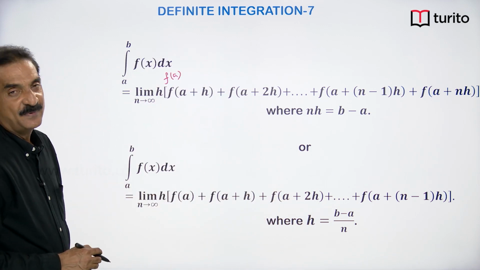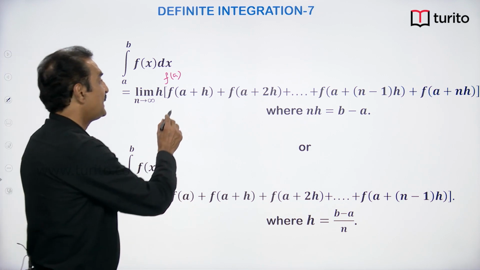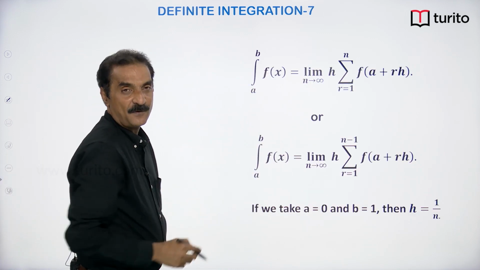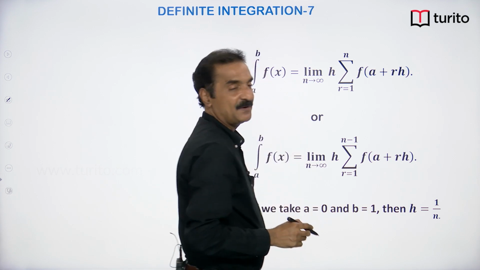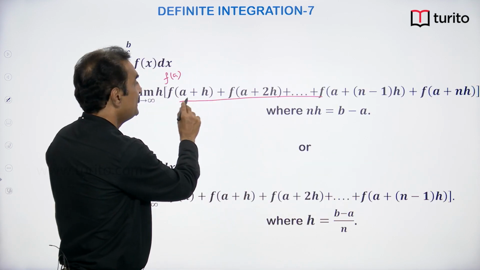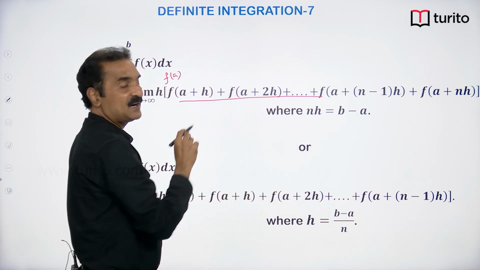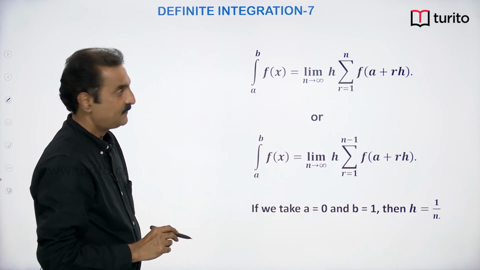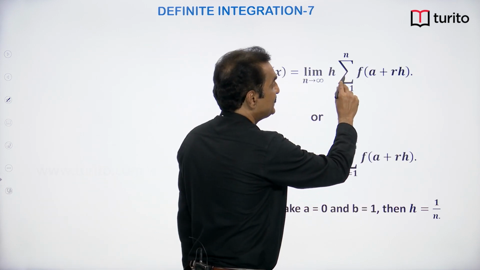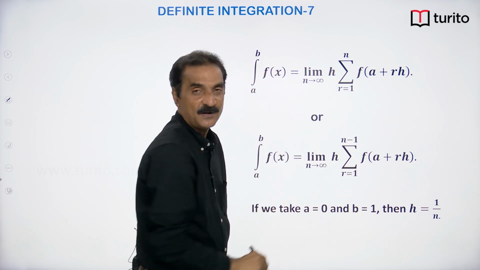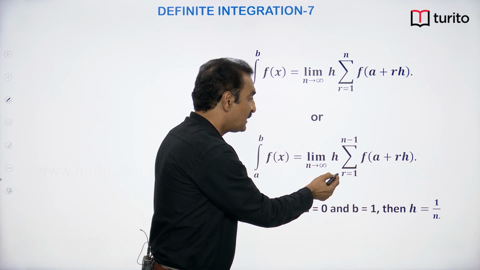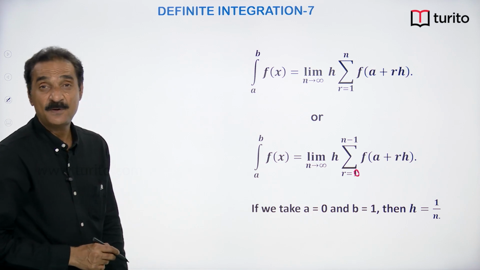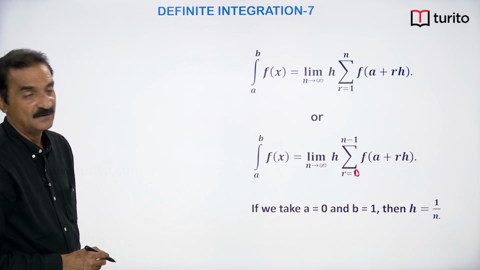Where h is b minus a by n. We can write this sum in the form of sigma. Integral a to b f of x dx is equal to limit n tends to infinity h into, how can we write this sum? Write the general term f of a plus rh. r varies from 1 to n. Sigma f of a plus rh, r varies from 1 to n. In the second method, r varies from 0 to n minus 1.